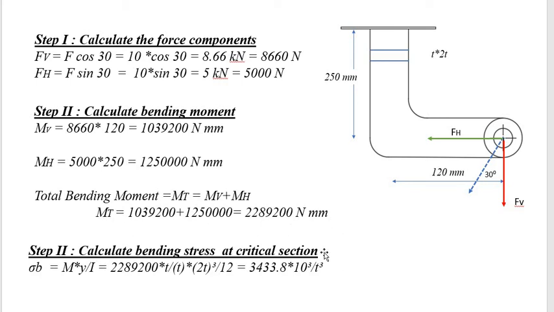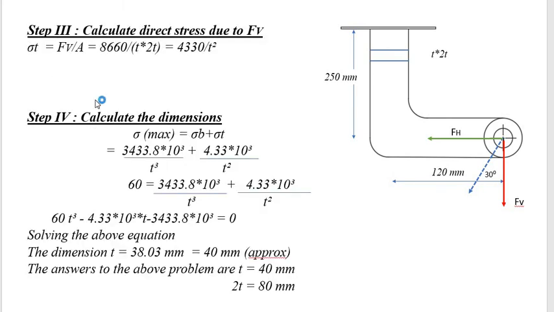Now let us calculate the bending stress at critical section, which is given by the formula My by I. Substituting the value of bending moment multiplied by y, which is t, that is half of 2t, divided by t into (2t) whole cube divided by 12, which is the moment of inertia equation for rectangular cross section. The third step is to calculate the direct stress due to Fv. When we pull this Fv down, we will get a direct stress. So sigma t will be equal to Fv by A. This is the value for sigma t.